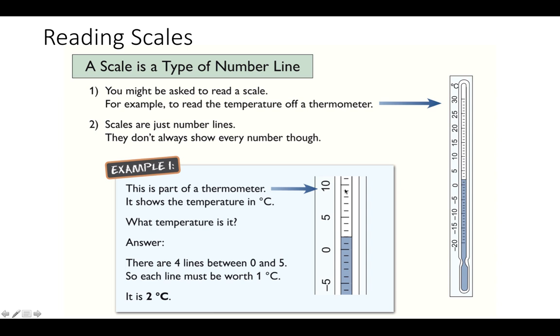It's going up in 5s, only the numbers in 5s are written in, but in between the 5s are little lines, and I can see that if I start at 0, I can go 1, 2, 3, 4, 5. So those little lines are in ones. So to read this thermometer, I need to start at 0 and the temperature is 2 degrees centigrade. And there you can see it, the whole thermometer. So have a look at the lines in between the numbers, and that's how you work out what they say.